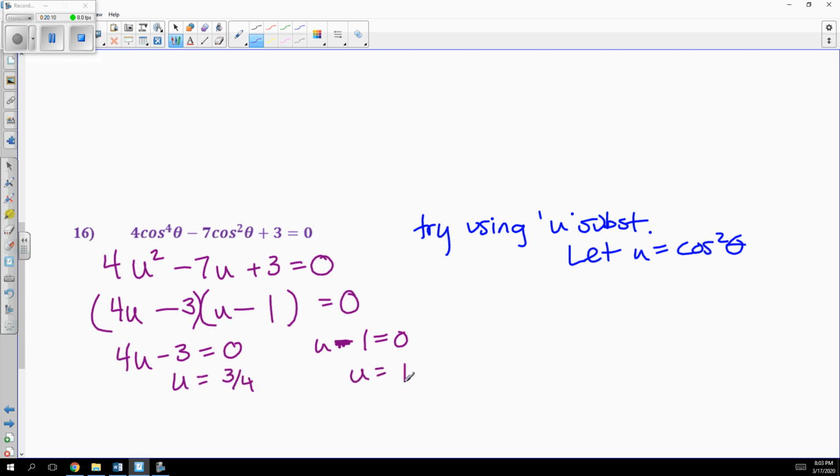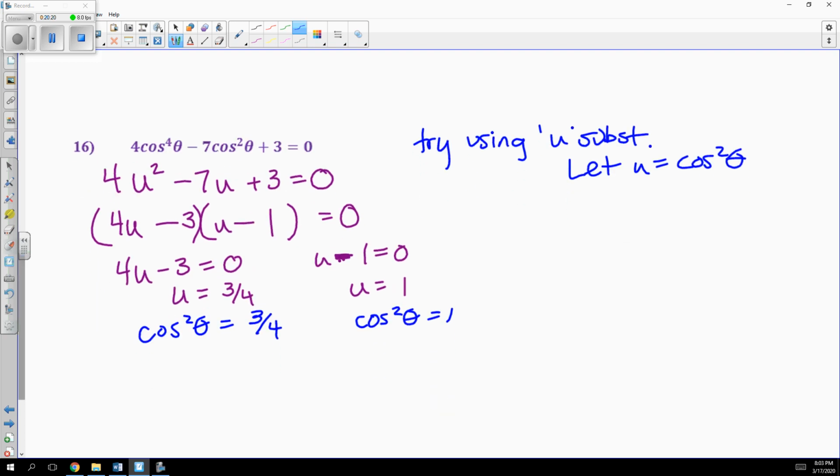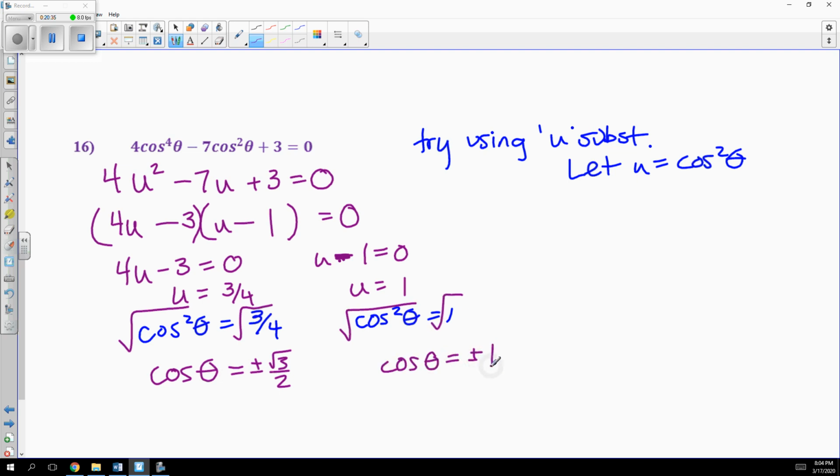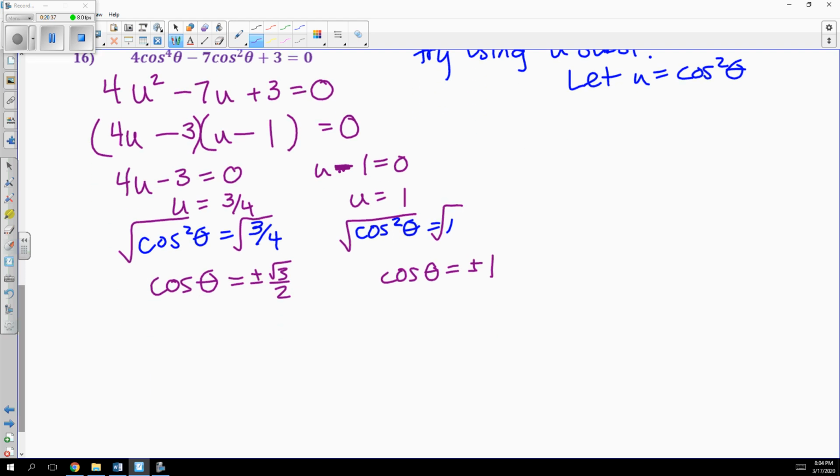Now I'm going to go back in and put in the cosine squared theta like this. So cosine squared theta equals 3/4, and cosine squared theta equals 1. So here's what that's going to give me now. If I take the square root of both sides, that's going to give me cosine theta is equal to plus or minus square root of 3 over 2. Don't forget the plus or minus because that's what we're going to forget. And cosine theta is equal to plus or minus 1. So that's a lot of angles to consider.